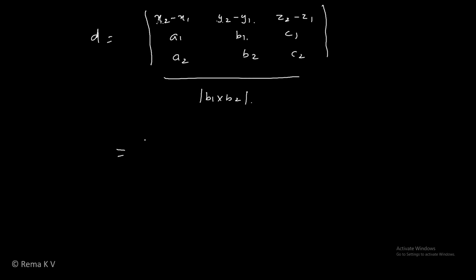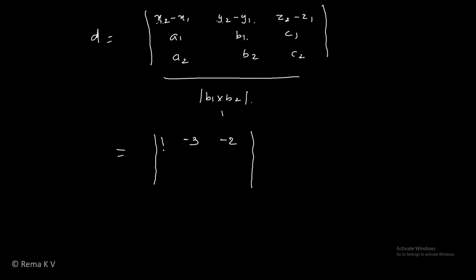So let us apply the values here. Determinant: x2 minus x1, y2 minus y1, z2 minus z1 in this case. 2 minus 1, it is 1. Then minus 1 minus 2, it is minus 3. Then minus 1 minus 1, it gives minus 2.